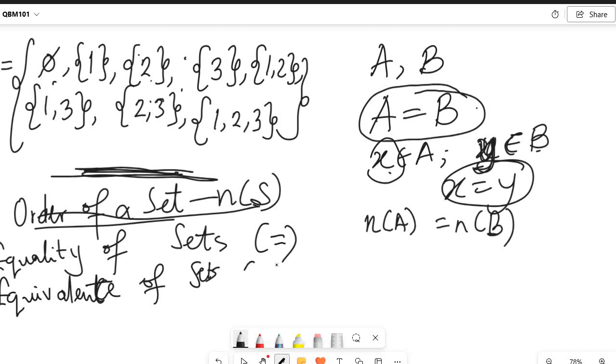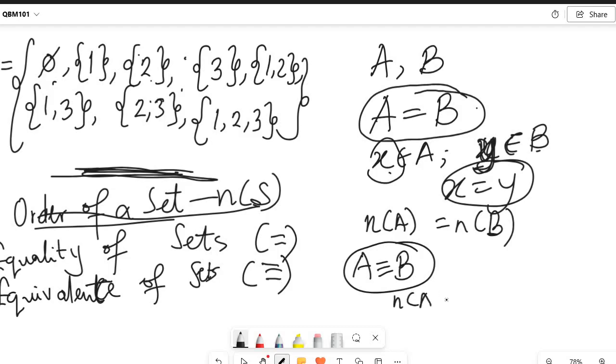Equality is represented as an equals sign, and equivalence is represented as a three-stroke symbol like that. If two sets are equivalent to each other, it simply means that their cardinalities alone are the same. So cardinality is what we use to define the equivalence of sets, and not what is inside the set. I'll say it again: two sets are said to be equivalent if their cardinalities are equal. So we don't care what is in those sets. We only care about the number of elements in the sets.